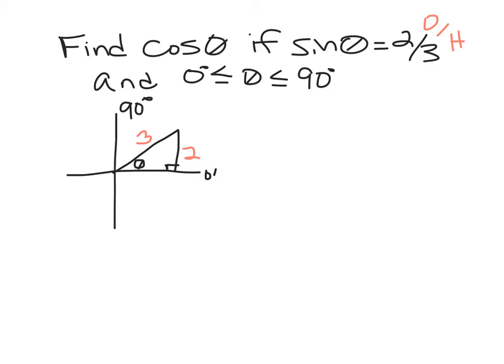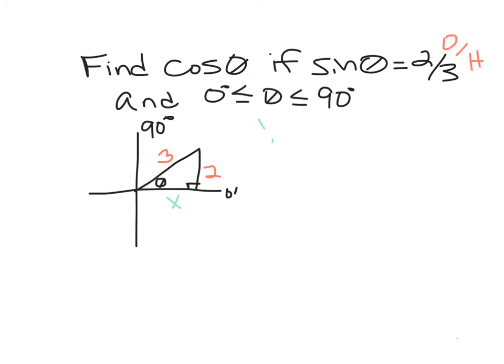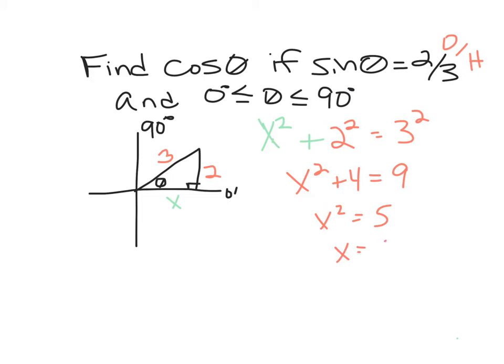So I can find my third side, x, by doing x squared plus 2 squared equals 3 squared. So x squared plus 4 equals 9, x squared equals 5, so x equals the square root of 5. Once again, we're in quadrant 1, so both my x and my y are positive. And I'm just going to quickly label my H, O, A.